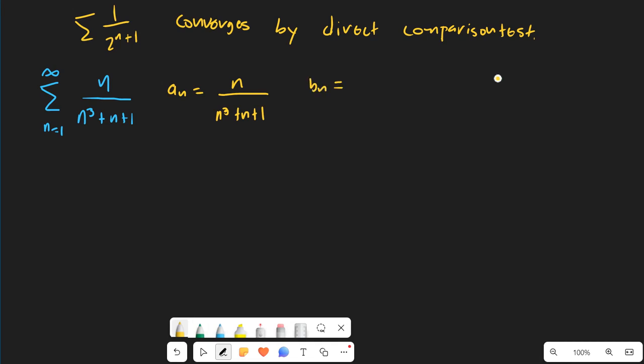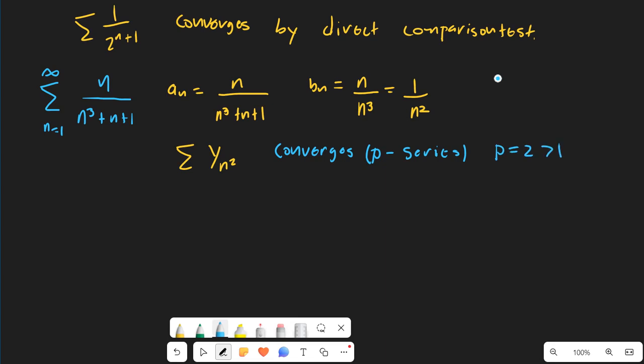Bn would have to be basically some near approximation of that. So we can take n and divide it by n cubed, and this equals 1 over n squared. So here, looking at it like this, I have that the series of 1 over n squared is a converging p-series. Okay, so this is a converging p-series, and that's due to the fact that p is equal to 2, which is greater than 1.